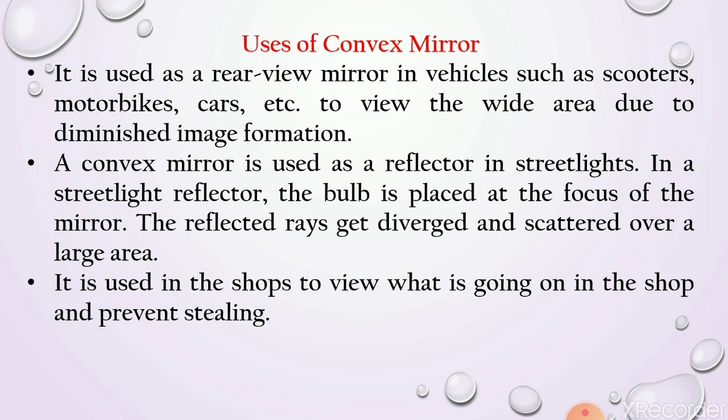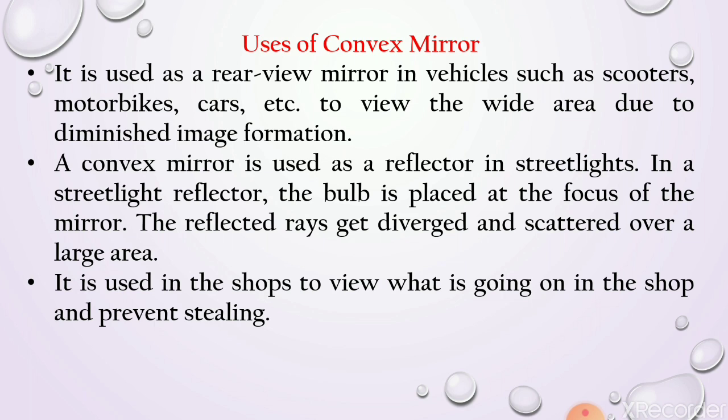Now uses of convex mirror. So a convex mirror is used as a rear view mirror in vehicles, as you can see in scooters, motorbikes and cars. So it is used as a rear view mirror to capture a wider area, because it forms a diminished image, it forms a small image. Diminished means smaller images. That is why a convex mirror is used as a rear view mirror in vehicles.